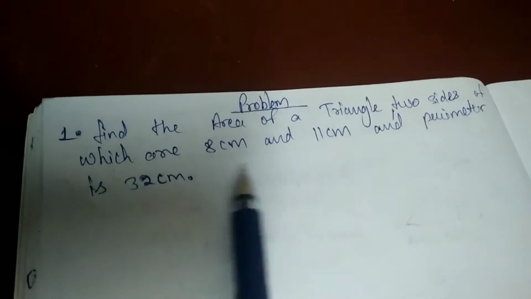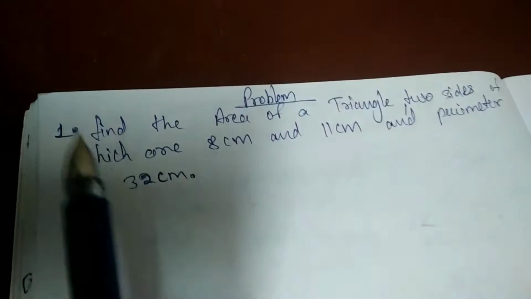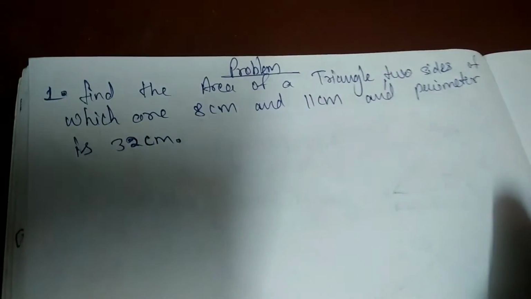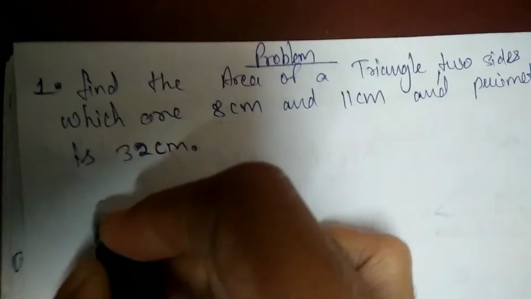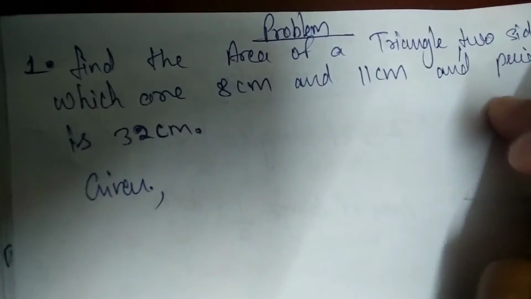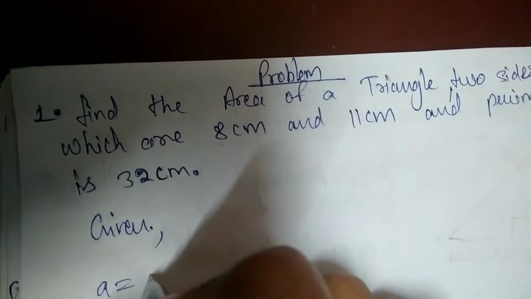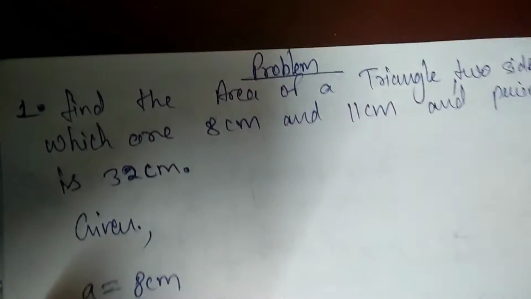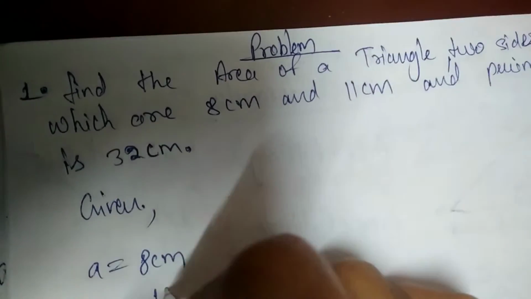Two sides are given, that is 8 centimeter and 11 centimeter. The perimeter is given, that is 32 centimeter. Okay, so let's see how to solve it. But before solving it, I want you to write something, that is, first write Given. What are the given values? First is 8 centimeter. So you are going to write A is equal to 8 centimeter. Okay. Then you're going to write B is equal to 11 centimeter.